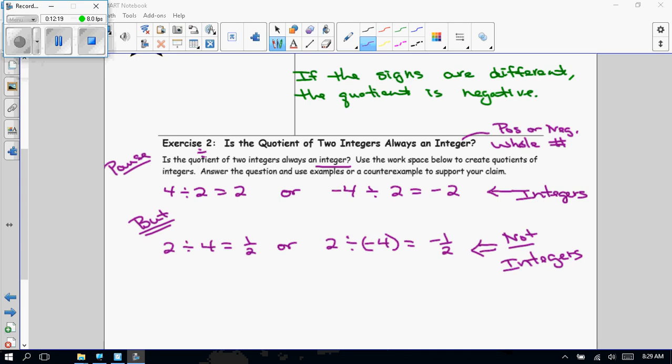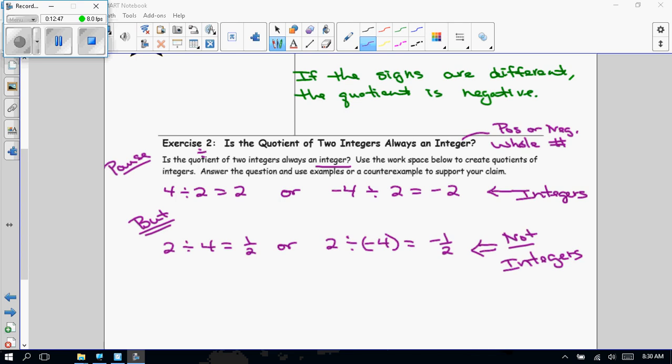Okay, so if you actually tried this out, you may have found integer answers. I did. 4 divided by 2 is 2, or negative 4 divided by 2 is negative 2. Those are integers. I could come up with thousands upon thousands of integer answers like that. But I could take those exact same two numbers and just switch them. I told you guys before, the commutative property doesn't work for division. I can't flip-flop them like I can with multiplication.